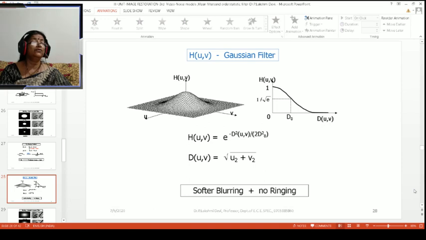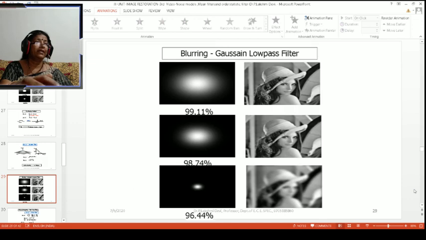If you go for the practical case of low pass filters, the blurring actually decreases, and ringing also minimizes. Let us see this Gaussian low pass filter. There are no sharp edges like the ideal low pass filters in these concentric circles. Definitely the amount of power enclosed in these concentric circles is also increased as compared to the ideal case of low pass filters.